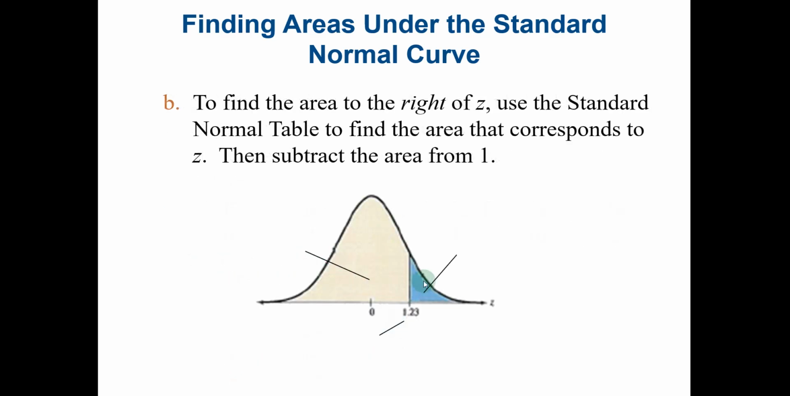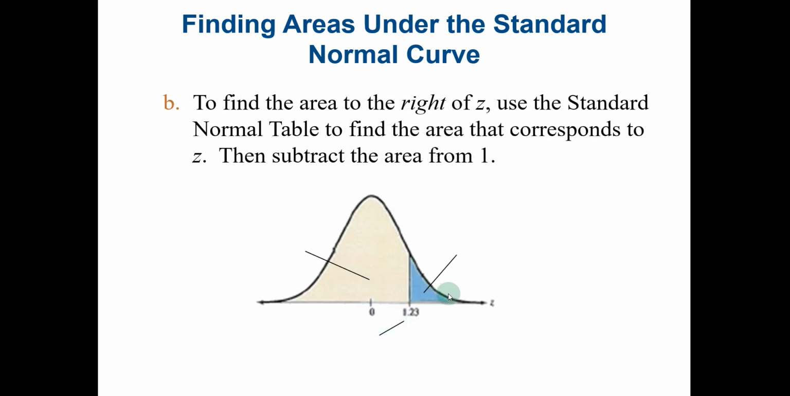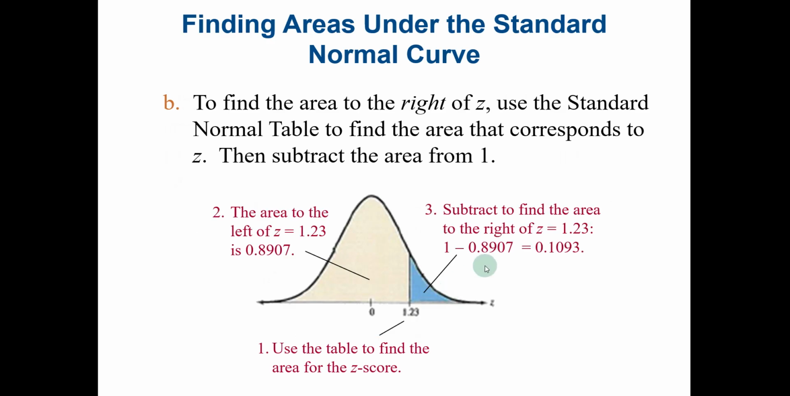On the other hand, if you are looking for the area to the right of that same value, you go to your table, you first look for the area to the left, which will be 0.8907. Given that you know that the total area is 1, if this area is 0.8907, it means this remaining area, which is the area to the right of that number, is simply 1 minus the value you have there. And that is what we will do. Here you can see we have 1 minus 0.8907, which gives you that.